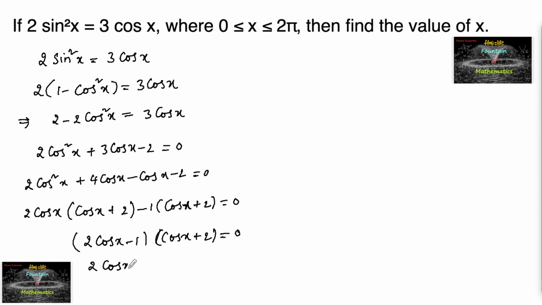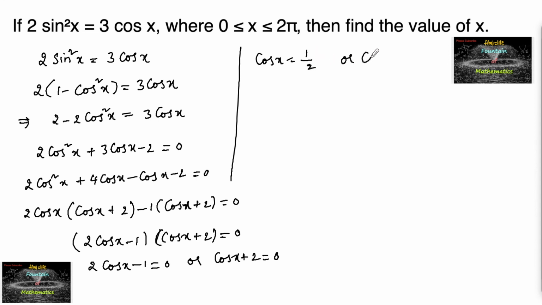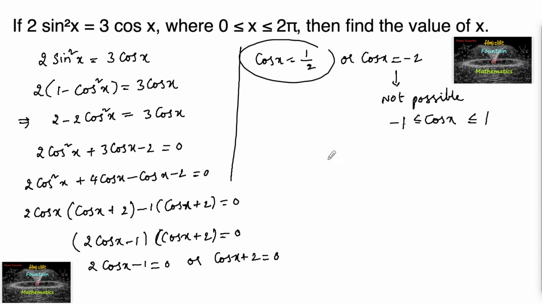So 2 cos x minus 1 equals to 0, or cos x plus 2 is equal to 0. So we're getting two values, cos x is equal to 1 by 2 or cos x is equal to minus 2. So cos x is equal to minus 2 is not possible, since cos x lies between minus 1 to plus 1. So let us consider only cos x is equal to plus 1 by 2.